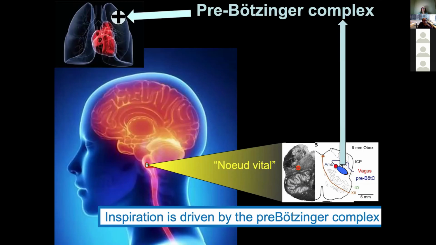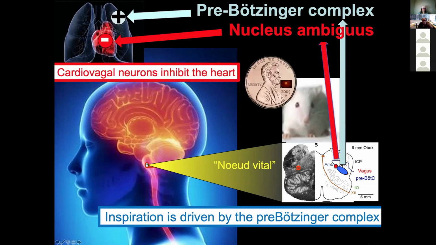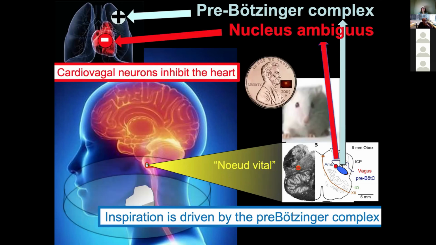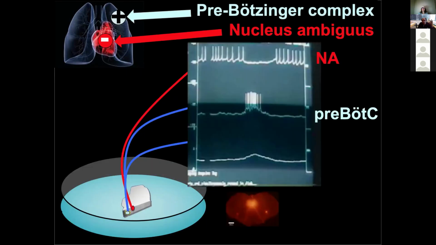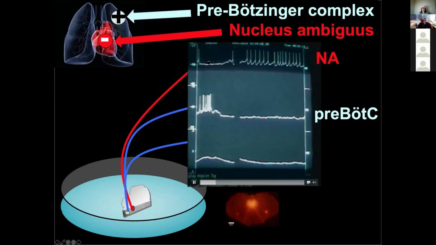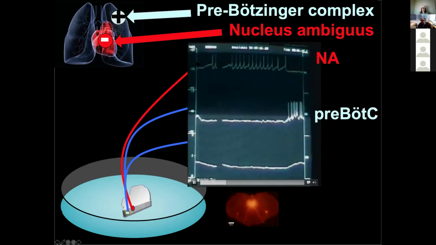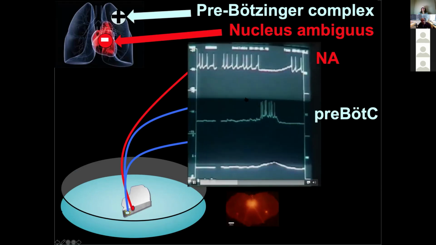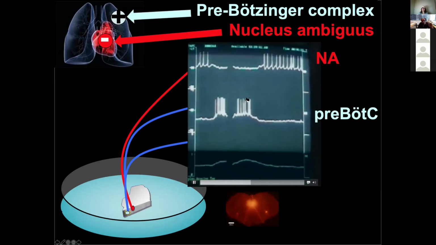Interestingly, this area of the Pre-Bötzinger complex sits very close to the nucleus ambiguus, which controls the cardiovagal neurons. In a mouse, you can take this area out and put it in a dish, and it still continues to generate the breathing rhythm in isolation. Here you have these inspiratory neurons, and above you can see these cardiovagal neurons. These cardiovagal neurons are inhibited by the Pre-Bötzinger complex in a rhythmic fashion.